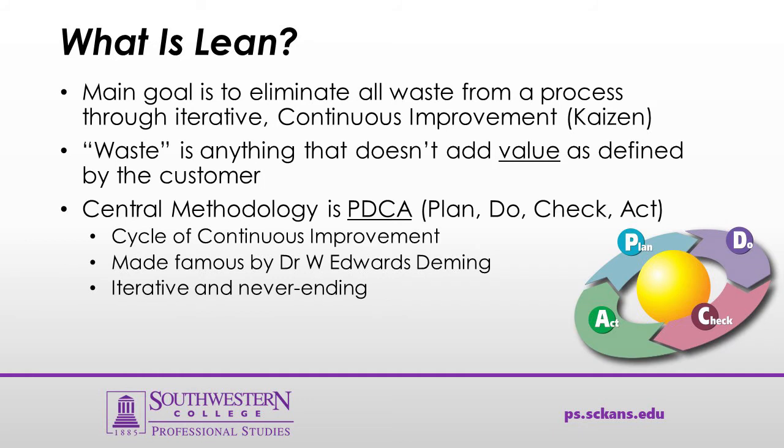Okay, so breaking down lean, like we said a couple slides ago, the main goal of lean is to eliminate all waste from a process through that iterative continuous improvement, again called Kaizen. Waste is anything that doesn't add value, and that's, again, from the voice of the customer. That's a really common overlap between these two. You have to understand that as a customer, there are a ton of things that, even if they're business essential, you can't do the process without them, they don't necessarily add value from my perspective.